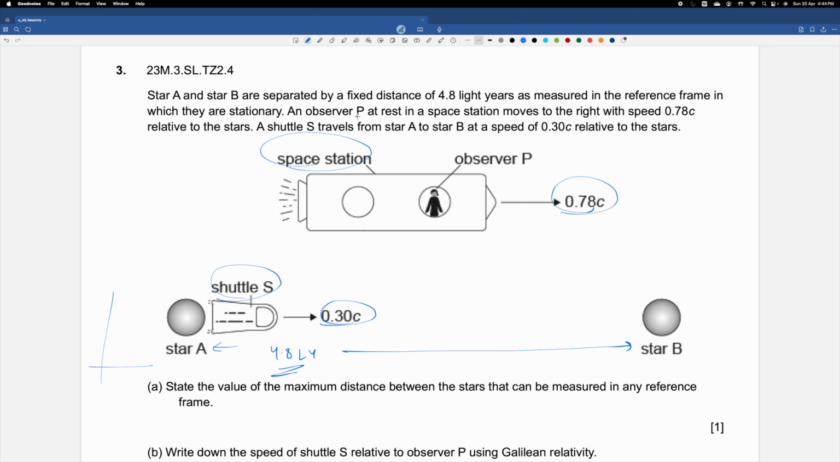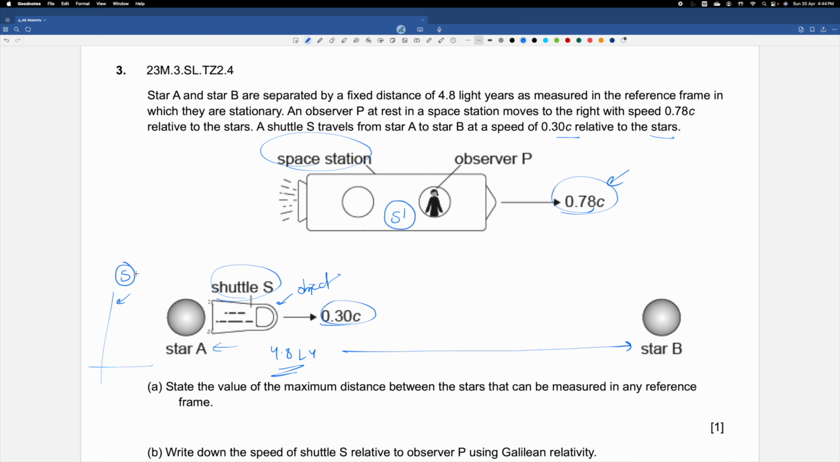Proceed. An observer P at rest in the space station moves to the right with speed 0.78 c relative to the stars. A shuttle S travels from star A to star B at a speed 0.30 c relative to the stars. So what is the speed of this object? I'm considering the shuttle to be an object and this frame to be a stationary frame S, and the space station to be a moving frame S prime.